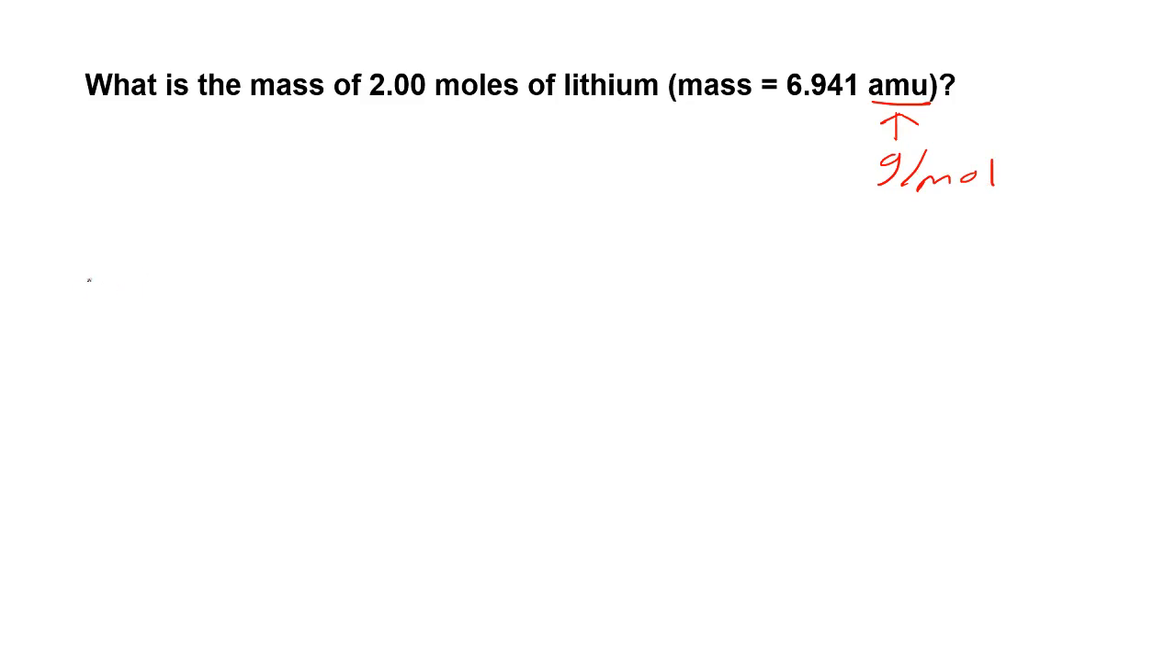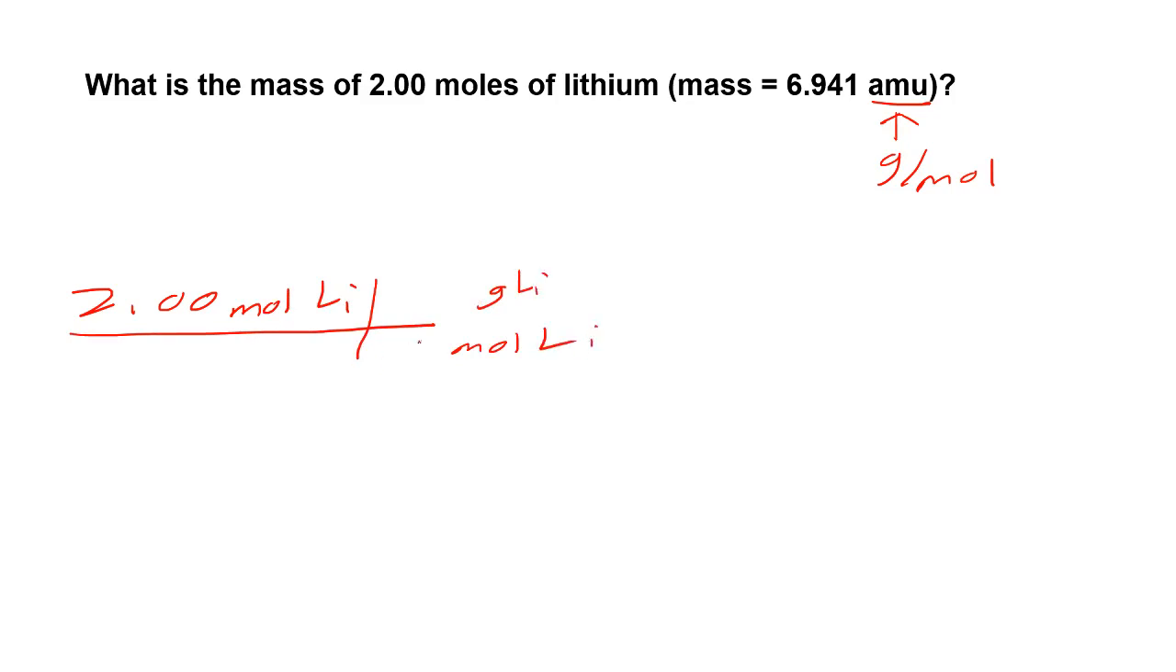So, there's my pen. We have 2.00 moles of lithium. Now we know we want moles on bottom and we want grams on top. This is because we want to cancel out our moles. So now we'll have our 1 mole on bottom and we'll have our 6.941 on top. The moles will cancel. We then put in our calculator 2 times 6.941. And when we get this, we're going to get 13.9 grams of lithium.